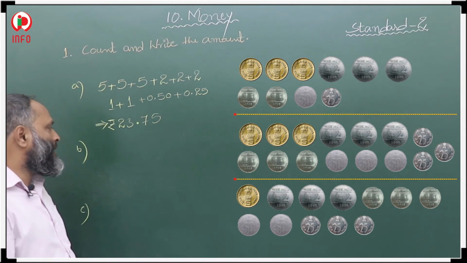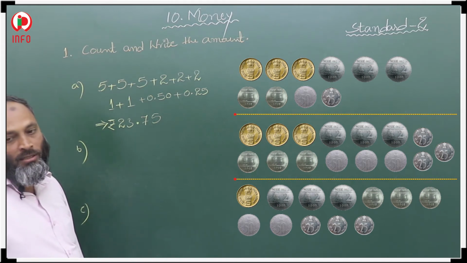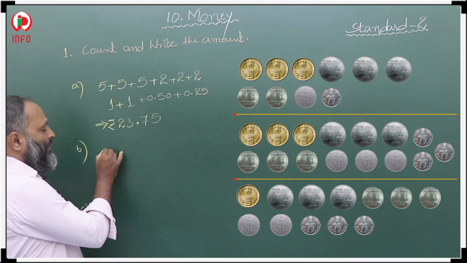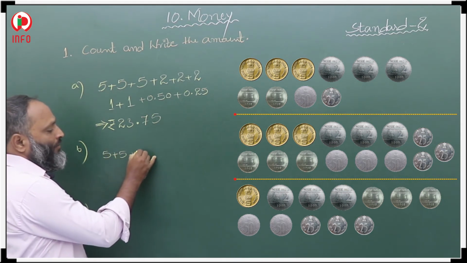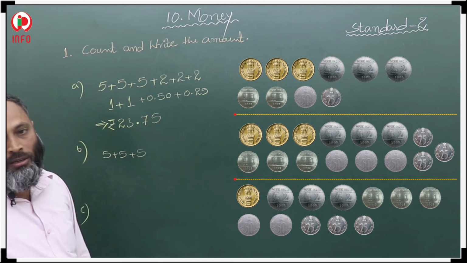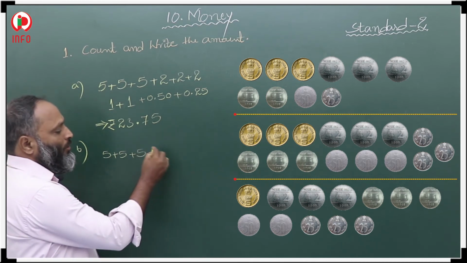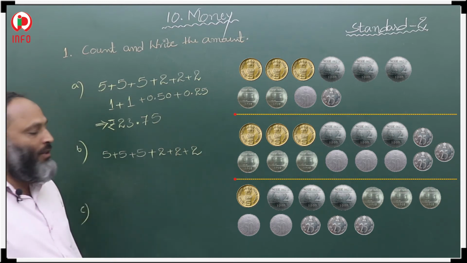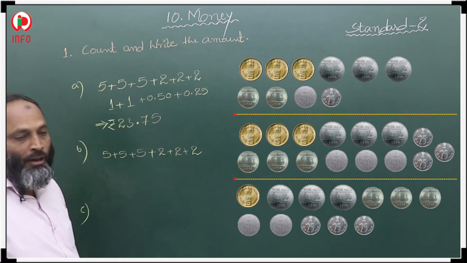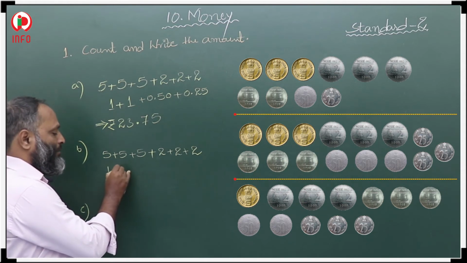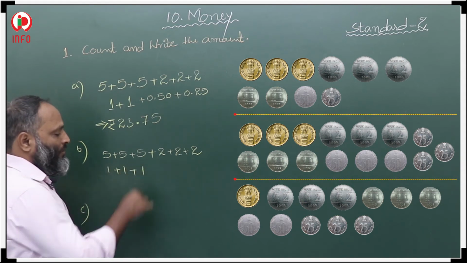In the next question, what is given? Here again he has given 3 5 rupee coins, which means 5 plus 5 plus 5, we have to add 5 three times. Then 3 2 rupee coins are given, 2 plus 2 plus 2, 3 times we have to add 2 rupees. And 1 rupee coins 3 times are given, so 1 plus 1 plus 1.